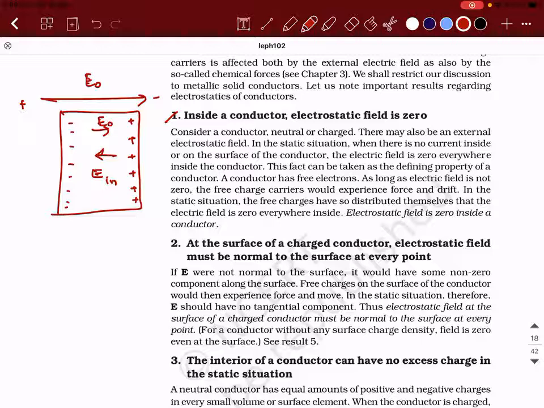Now this process will be so quick inside a conductor that within no time you can say that E naught will be equal to E_in. This process inside a conductor happens very fast. The external electric field will exactly equal the induced electric field in magnitude, but in direction they are opposite to each other.